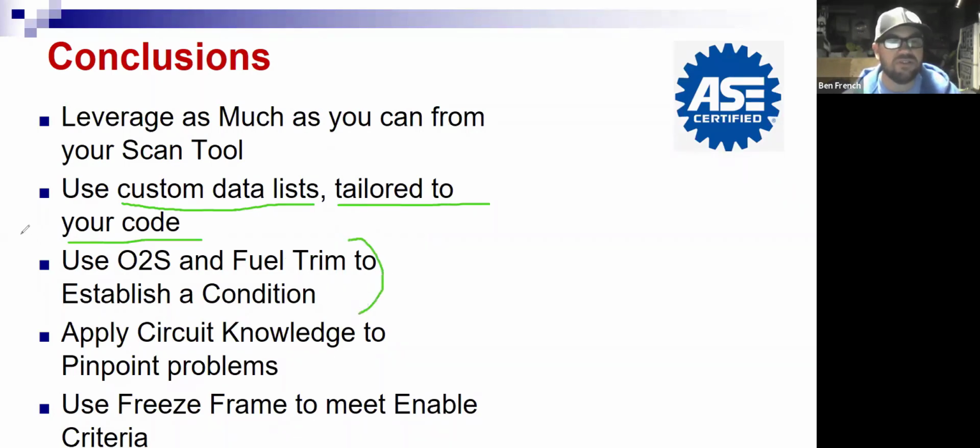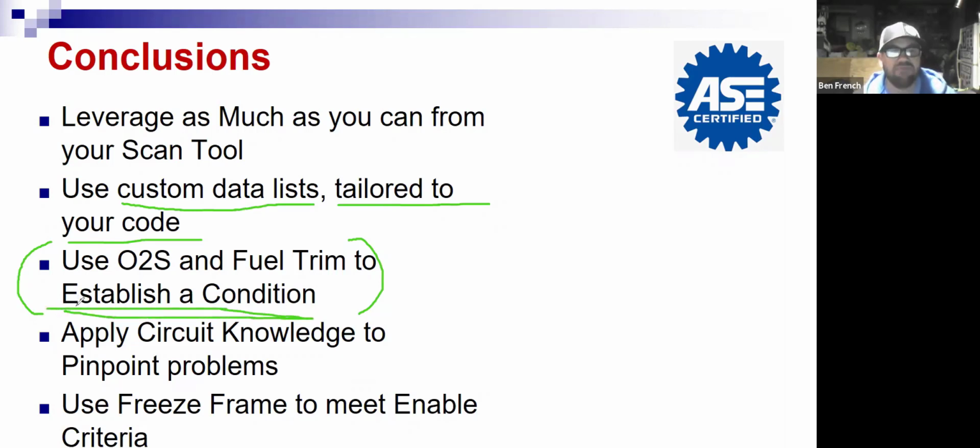You can also use your O2 sensor and fuel trim to establish a condition, meaning that if I'm running rich, I can look at my O2 sensors. If they constantly are saying rich, okay, well, something's causing this engine to run rich. If I have a lack of power complaint and I go accelerate the car, getting on the freeway, and I notice that the whole time I'm accelerating, the O2 sensors, both banks, are saying lean, lean, lean, lean. If I'm lean all the time, then I've established that condition.